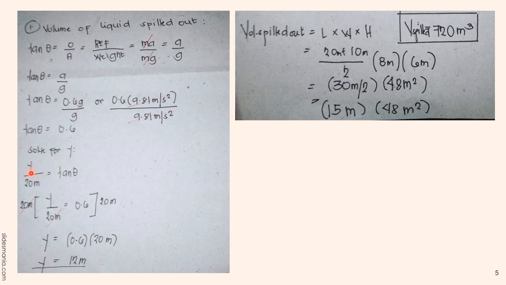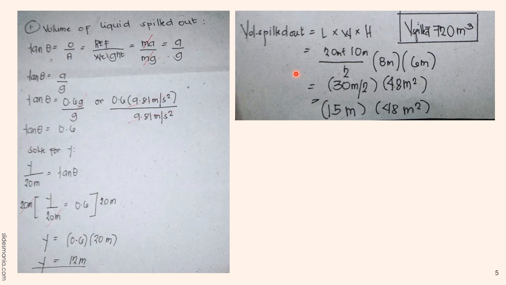We have our formula as tan theta equals y over 20 meters, which is the length of our container. To solve for y, we can cancel out the 20 meters below by multiplying it on both sides. So 20 is multiplied to 0.6. Now we have y as 0.6 times 20 meters. Multiplying it, we have y equals 12 meters.